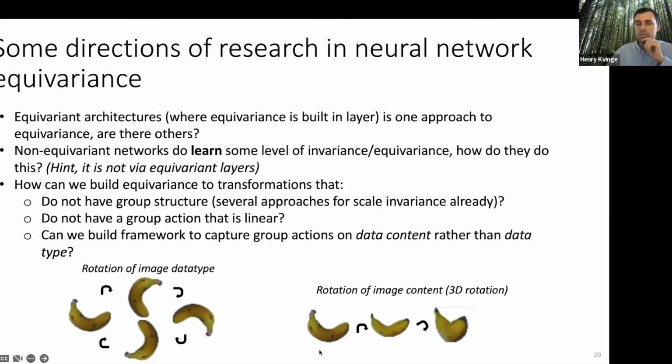So here I've taken this banana and I've rotated it in three-dimensional space. So that's not an action on the data type. If I gave you another picture of, say, a dog, you wouldn't be able to rotate that dog in the image without going and collecting more data. These types of symmetries would be really great to be able to handle. And at this point, there are certainly some approaches to this, but I think there's a lot more work that could be done. It's a hard problem.